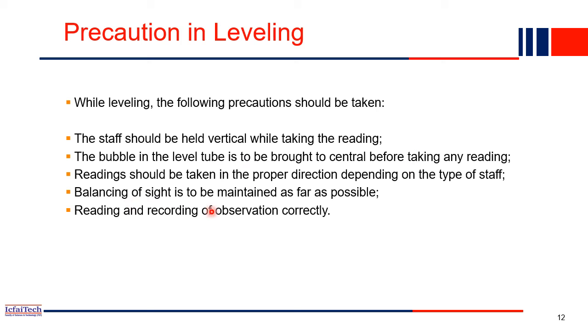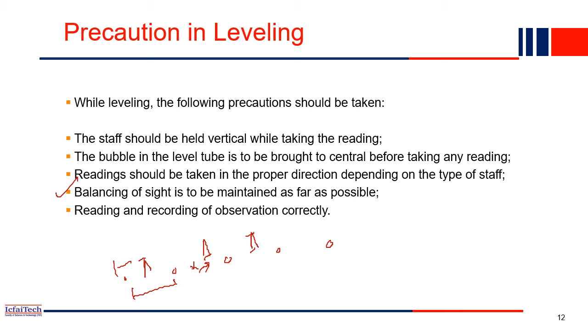Balancing of sight is to be maintained as far as possible. What is balancing of sight? For example, you have multiple points, you are doing profile leveling, so you have multiple intermediate points. You kept the instrument at the center initially. Next time also you try to keep the instrument at the center, not towards the side. So always you keep the balancing of sighting.